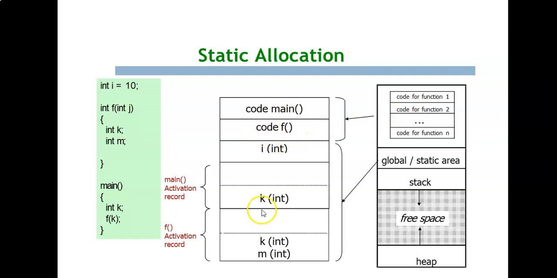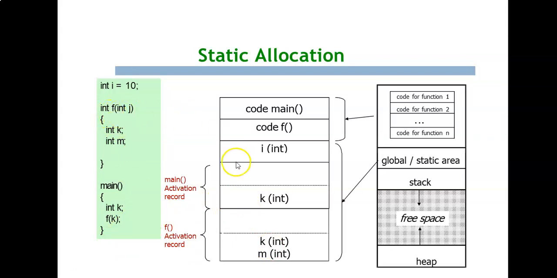Next, we create the activation record for main and the activation record for f. The activation record of main contains the local variable k, and the activation record of f contains the variables k and m. The global variable will be allocated in the static area. So this is how the memory will be allocated at compile time for this particular program using static allocation. So we have the code section, and we have the global or static area section where the variables are stored.